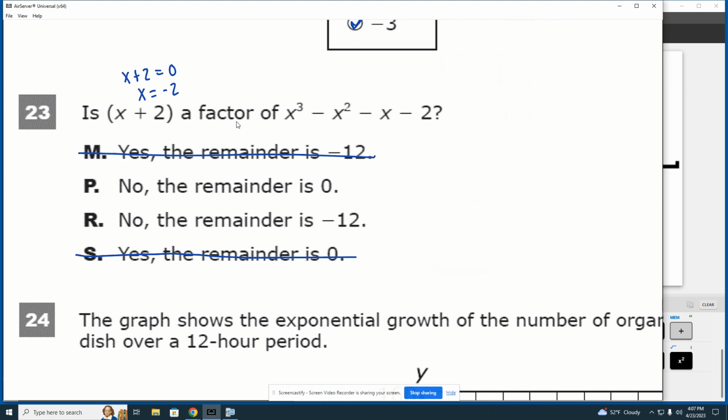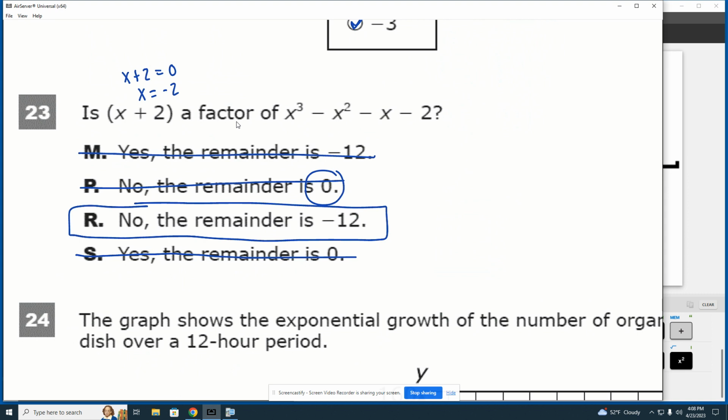Okay, that was easy. Another way that you can narrow it down from here is I can remember what makes it a factor. What makes it a solution? The remainder being a 0. If the remainder was 0, it's yes. It cannot be, no, the remainder is 0. So the answer has to be R. I mean, there's no way around this. And all I had to do was just look at my solutions.